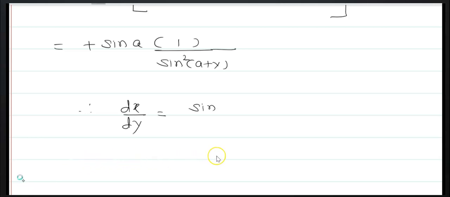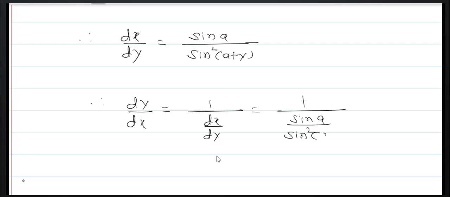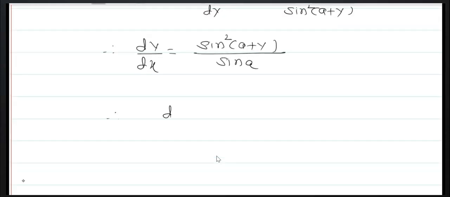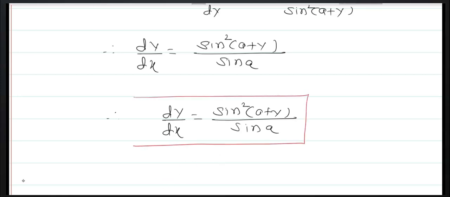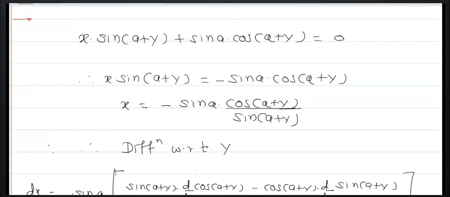Therefore dx upon dy is equals to sin a upon sin square a plus y, and that's why dy by dx is equals to 1 upon dx upon dy, and this we want to prove, that is 1 upon sin a upon sin square a plus y. Therefore dy by dx is equals to sin square a plus y upon sin a. This is what we want to do.